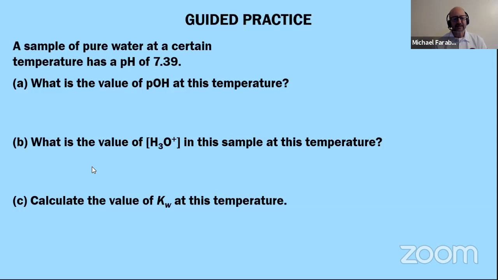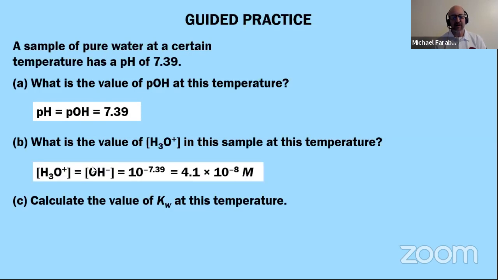All right, a sample of pure water has a pH of 7.39. So what is the value of the pOH at this temperature? And the answer is 7.39. What is the value of the H3O plus in this sample? You have to do 10 raised to the minus something, in this case, 10 raised to the minus 7.39. If you do that on your calculator, you get 4.1 times 10 to the negative 8.